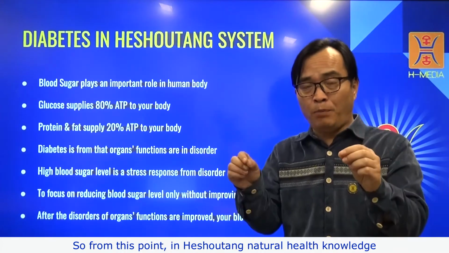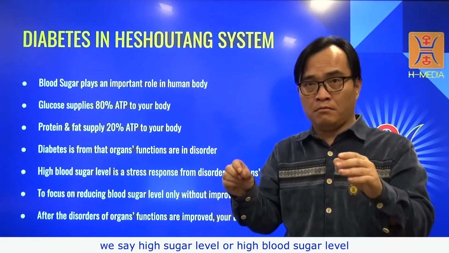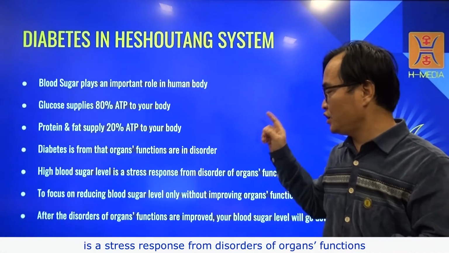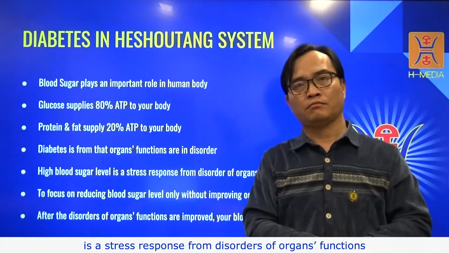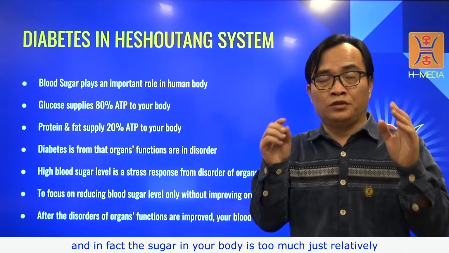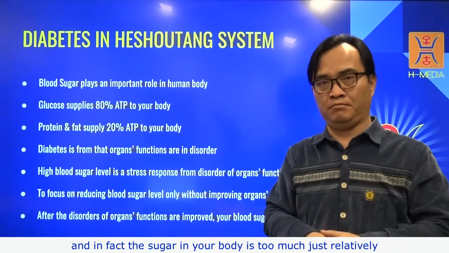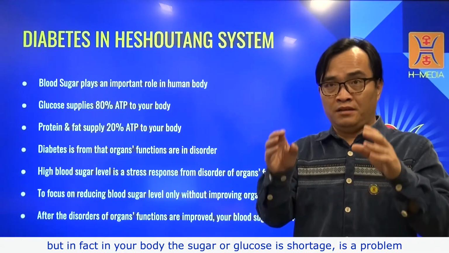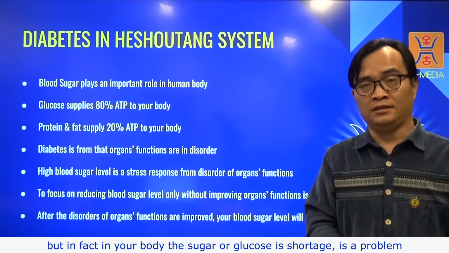So from this point, in Heshoutang natural health knowledge, we see high sugar level, or high blood sugar level, as the stress response from disorder of organ functions. And in fact, the sugar in your body is too much just relatively. In fact, in your body, the sugar or glucose shortage is the problem. It's a problem.